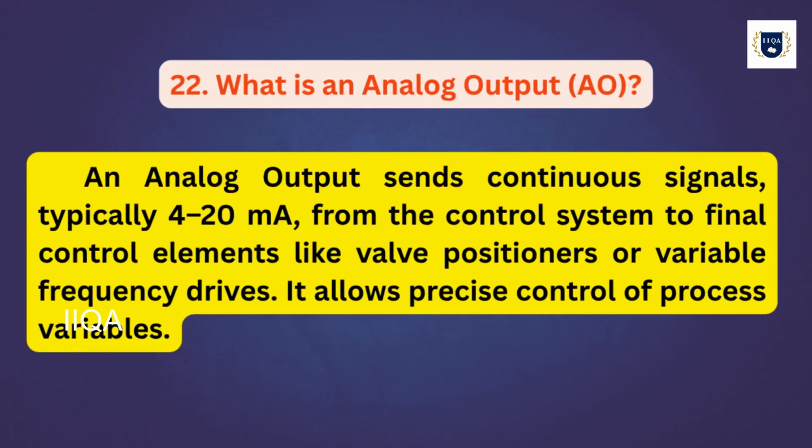What is an analog output, AO? An analog output sends continuous signals, typically 4 to 20 mA, from the control system to final control elements like valve positioners or variable frequency drives. It allows precise control of process variables.